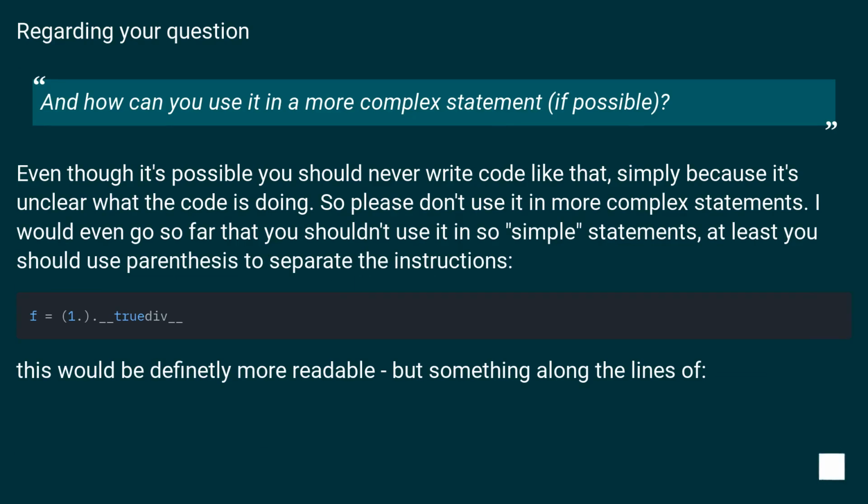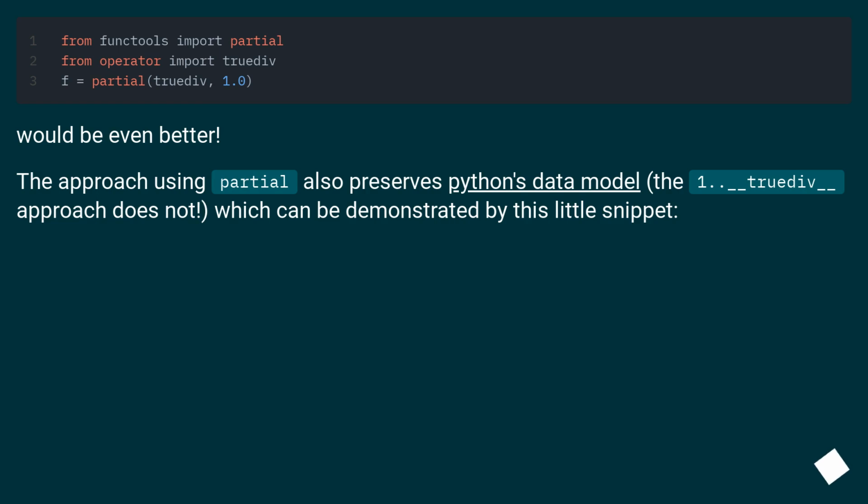Regarding your question, and how can you use it in a more complex statement, if possible? Even though it's possible, you should never write code like that, simply because it's unclear what the code is doing. So please don't use it in more complex statements. I would even go so far that you shouldn't use it in such simple statements. At least you should use parentheses to separate the instructions. This would be definitely more readable, but something along the lines of the following would be even better. The approach using partial also preserves Python's data model.